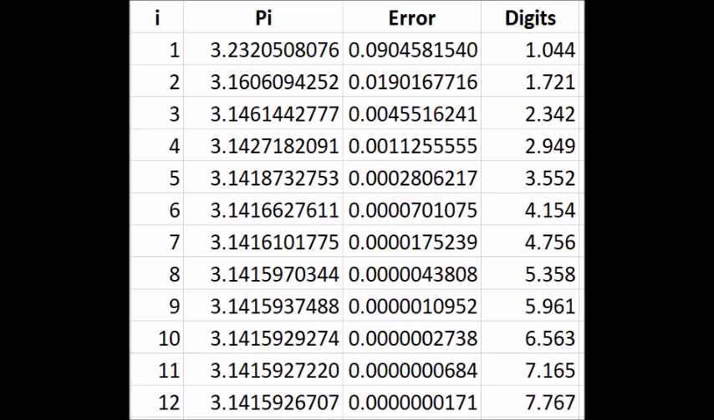Of course, it only works if we know the exact value, for comparison's sake. That's not always the case, but lucky for us, pi is quite well known to a very large number of digits past the decimal.